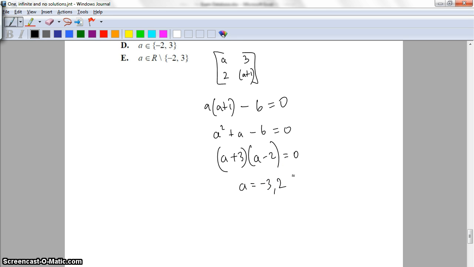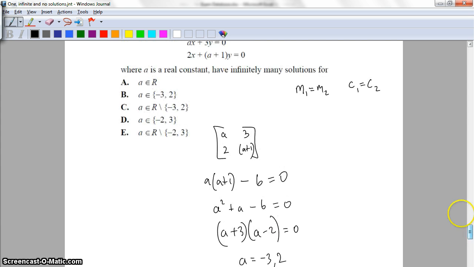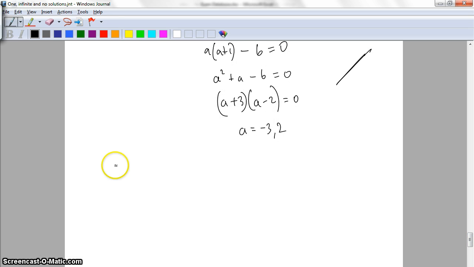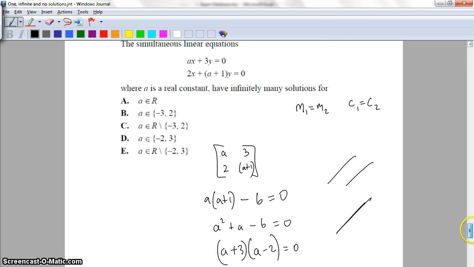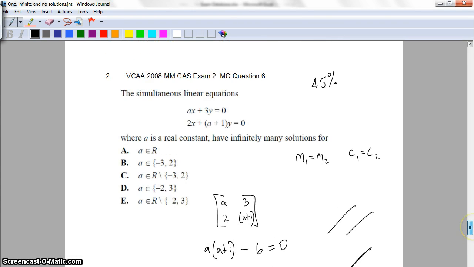Now at this point I don't really know what that means. I know that if a is negative 3 or 2 that they will have the same gradient, but I don't know whether they are in fact parallel or whether they are the exact same graph. All I know is that the gradients are the same. So now I need to sub these numbers back into the original equations to find out whether they are parallel or whether they are in fact the same graph. There's no real quick way to do this, unfortunately. Actually, you can do this all on your calculator very quickly and easily, but I want to have a look at it by hand because it could come up in a non-calculator question.